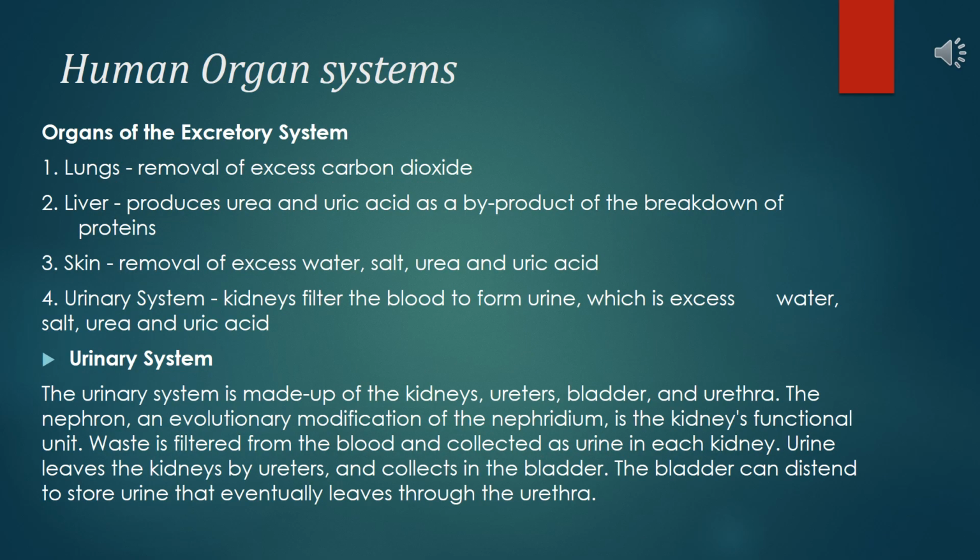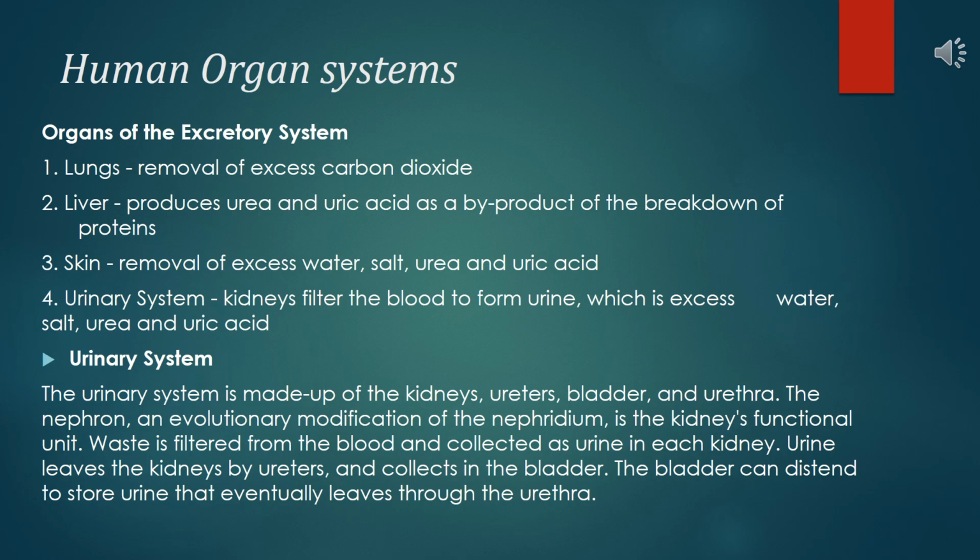Organs of the excretory system: 1. Lungs, removal of excess carbon dioxide. 2. Liver produces urea and uric acid as a byproduct of the breakdown of proteins. 3. Skin, removal of excess water, salt, urea and uric acid. 4. Urinary system: kidneys filter the blood to form urine, which is excess water, salt, urea and uric acid.